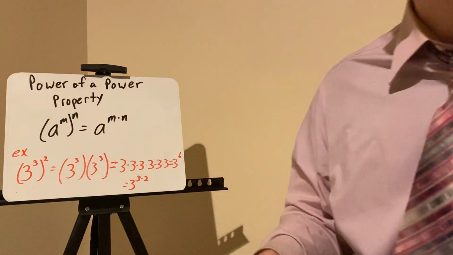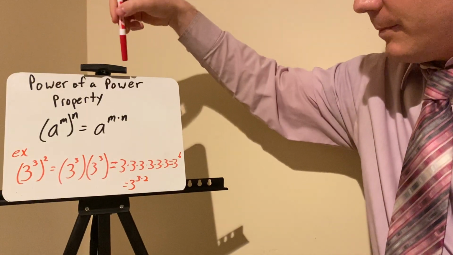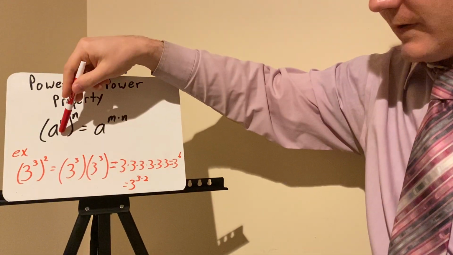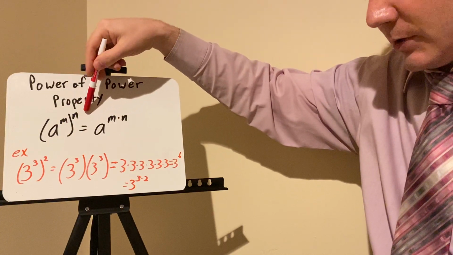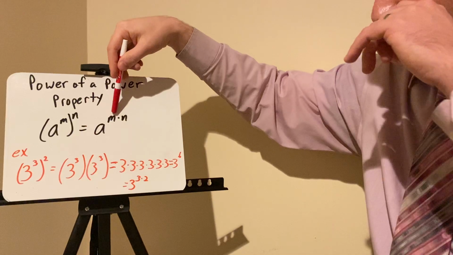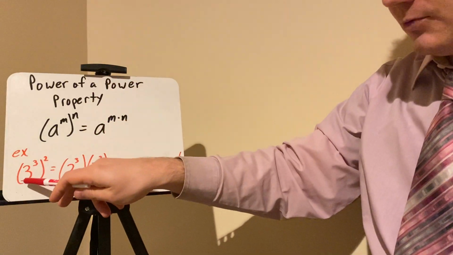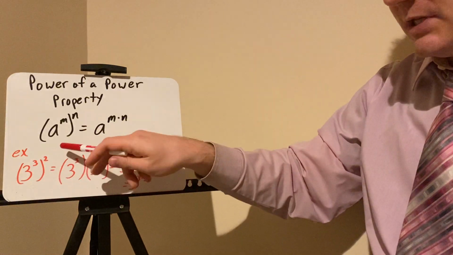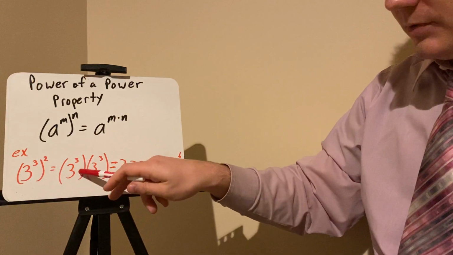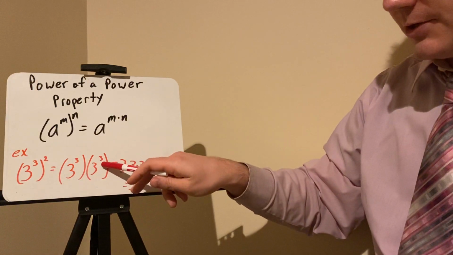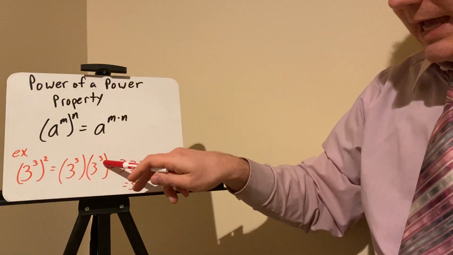Now, the next one is similar to that one, so don't get confused. This is the power of a power property. This is where if I have a to the m, and then that whole quantity is raised to another exponent, in that case, you actually multiply your exponents instead of adding them. So instead of it being 3 to the third times 3 squared, this is 3 to the third, squared, which would be written as 3 to the third times 3 to the third.